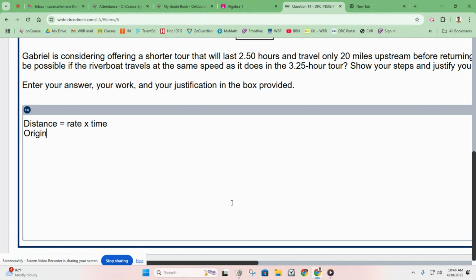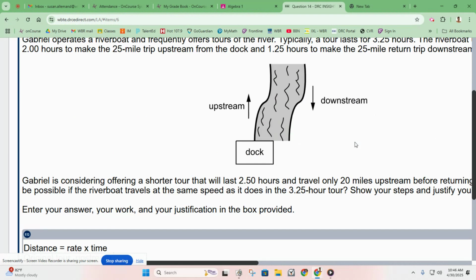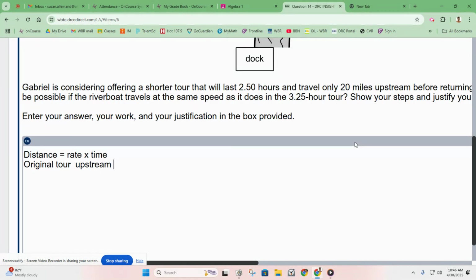So the original tour, upstream. I'm going to use what I know about the information to figure out the speed. It tells me in this problem that it took 2 hours to go 25 miles. The distance is 25, so I'll do 25 equals 2 hours is my time, but I don't know my speed or my rate. So I'm going to put 25 equals 2R. That's my first equation.